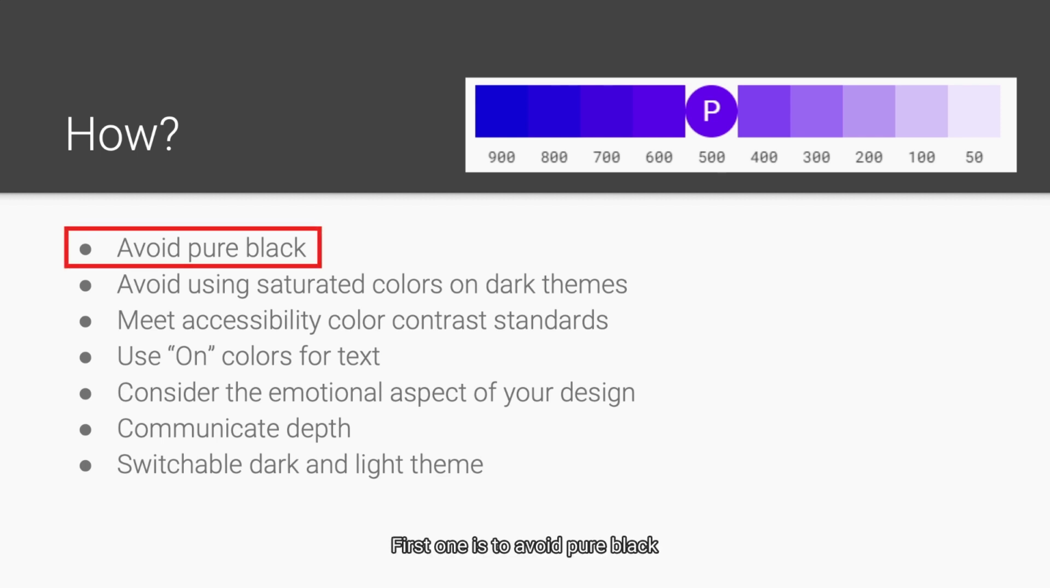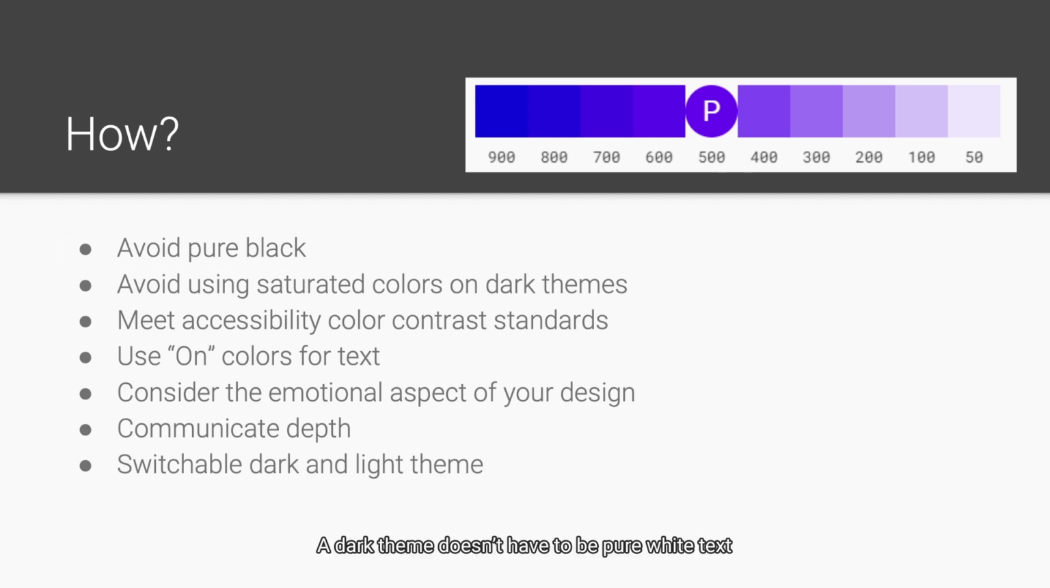First one is to avoid pure black. A dark theme doesn't have to be pure white text on a pure black background. In fact, the high contrast can be painful to look at. It is safer to use a dark gray as the primary surface color for components.